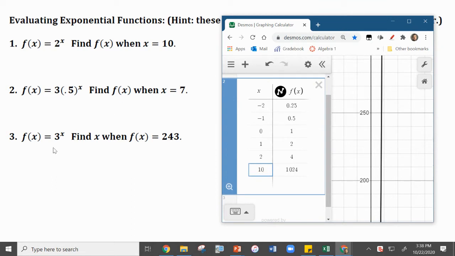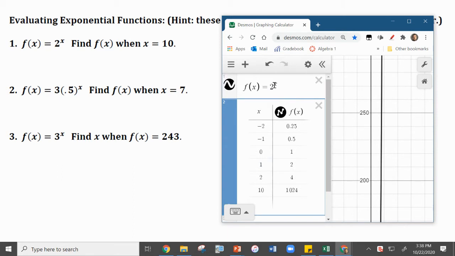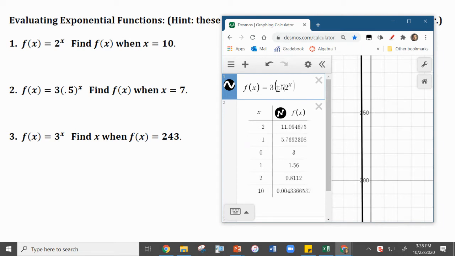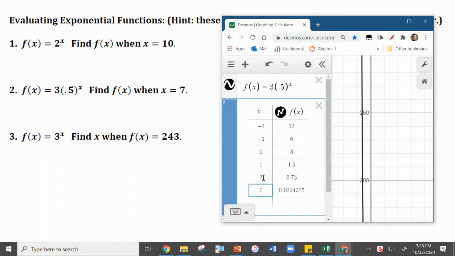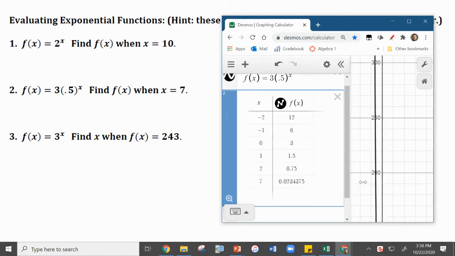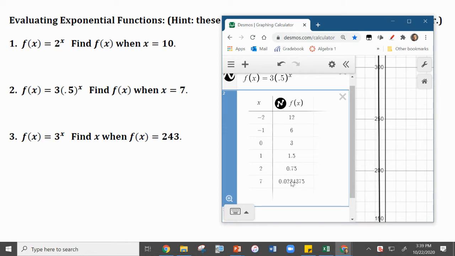So go ahead and try the next one on your own. Make sure you're able to do it. So pause the video, try it, and then come check. So if you tried it, then what you would have done is typed in 3 times 0.5, all raised to the power of x. And then in your table, you want to find out when x is 7. So I could just type in 7, and it tells you that it's 0.023. It keeps going, but basically all you need to do is round to 2 decimal places, so it's 0.02. So when x is 7, y is 0.02.